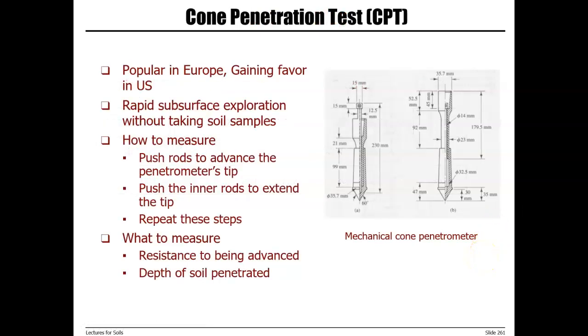The next field test is called cone penetration test. This test is very similar to SPT, a standard penetration test, but instead of using a split spoon sampler, a rod with a cone on the tip is used. This test is very popular in Europe. It's gaining more attention in the US. It's rapid. It again pushes a rod that has a cone on the tip into the soil and measures the resistance.